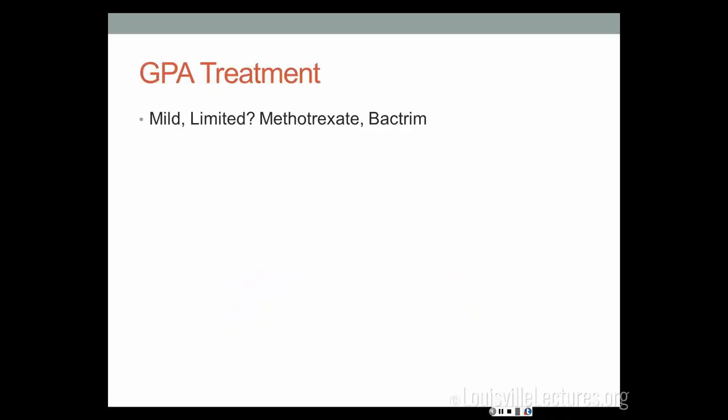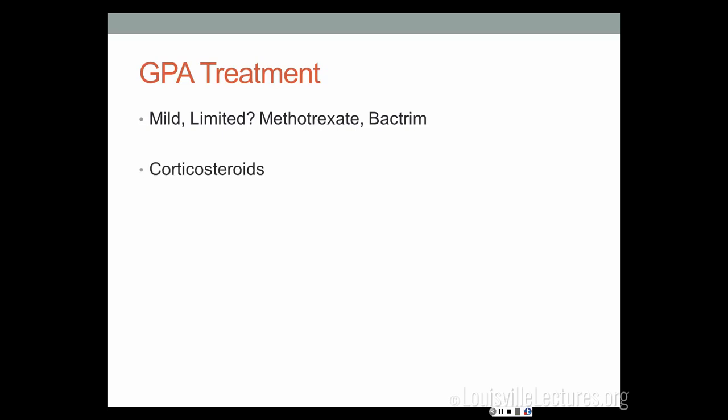So the treatment of Wegener's depends on extent and severity of disease. If somebody has limited Wegener's, some people do just have skin disease, or they just have sinus disease. And those you may be able to get away with just methotrexate. Some have even used Bactrim because it's felt that in some of these patients, staph colonization drives the disease, and if you treat with Bactrim, some people do really well.